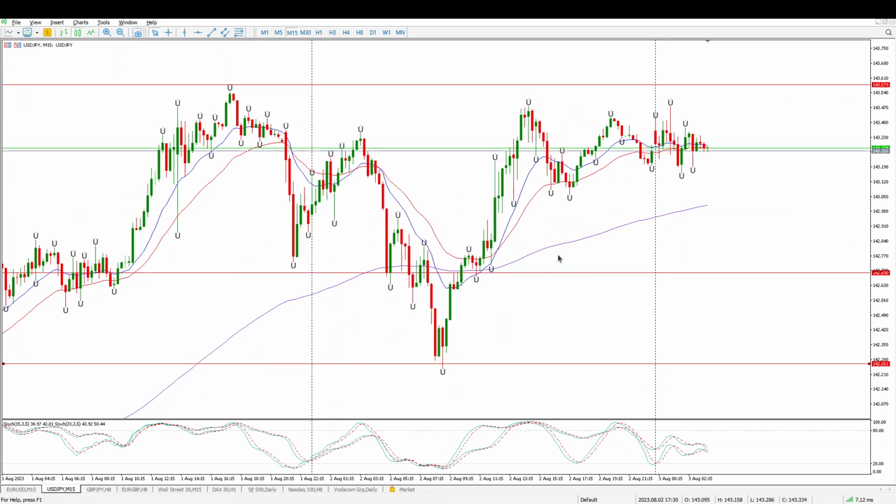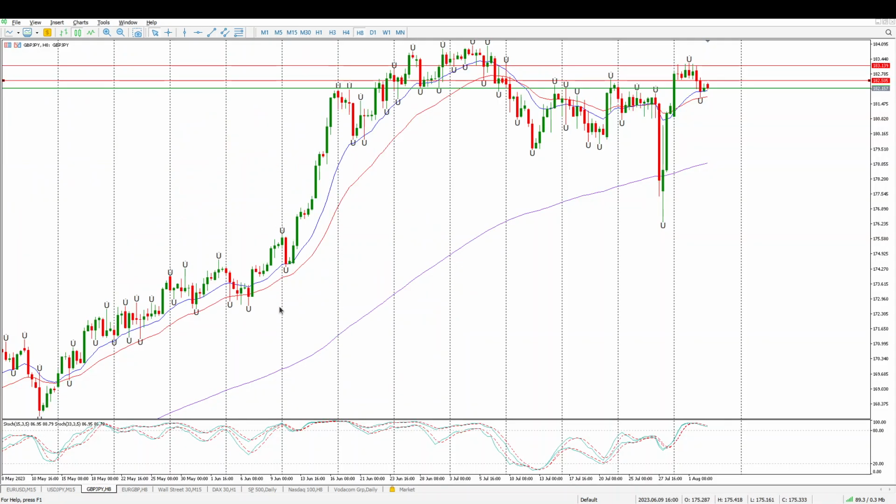If you look at this on the 15 minutes, look at that chaos there. Definitely don't want to get stuck in that. Could go either way. So yeah, treat that as a range. Stay away from it. We'll have to wait for some noise to drive that.